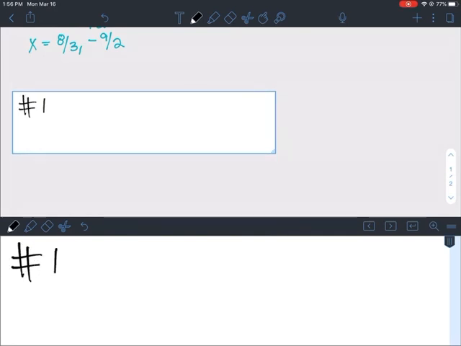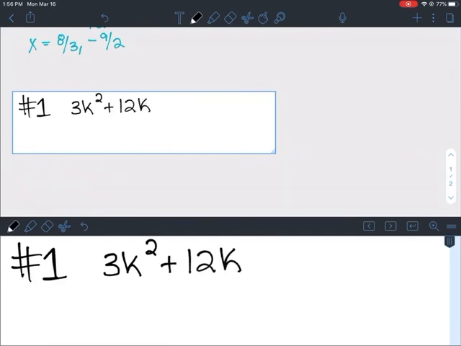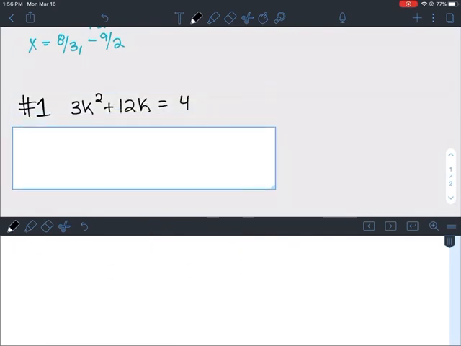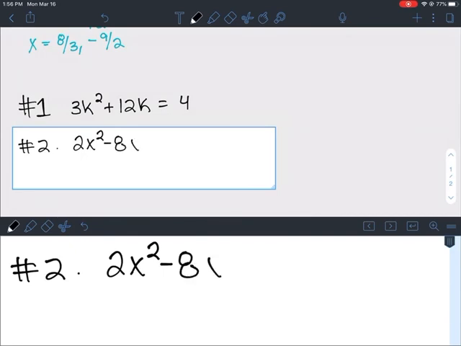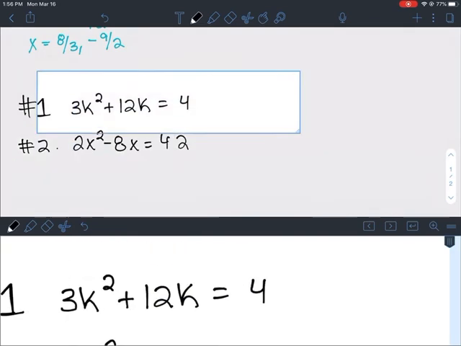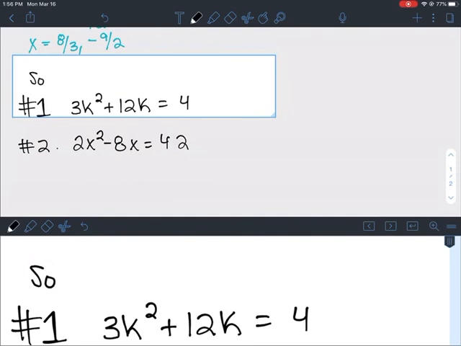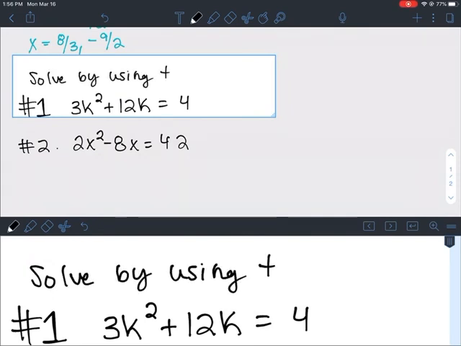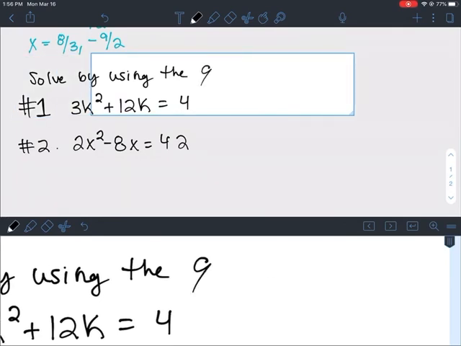So the 2 problems that I want you to do are this one, and this one. And I want you to solve by using the quadratic formula.